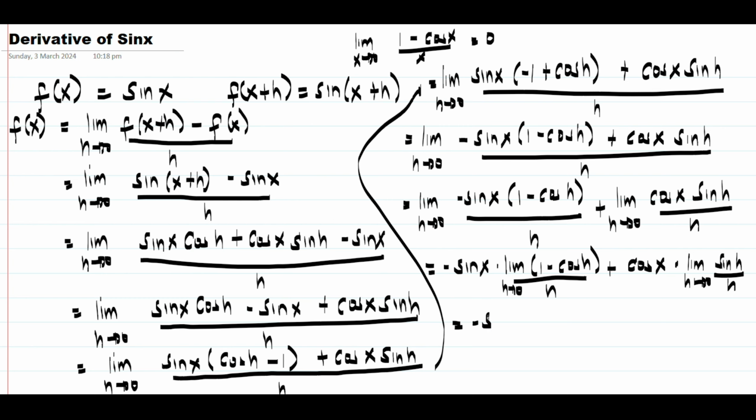So let us have here negative sine x times the limit of 1 minus cosine h all over h as h approaches 0, that is 0, plus cosine x times the limit of sine h over h as h approaches 0, that is 1. So we have here negative sine x multiplied by 0, that is 0, plus cosine x times 1, that is cosine x. So 0 plus cosine x is cosine x. Therefore, we prove that the derivative of sine x is cosine x.